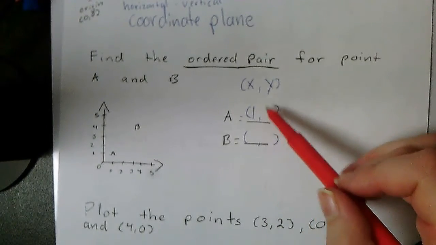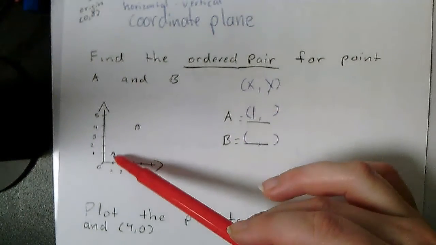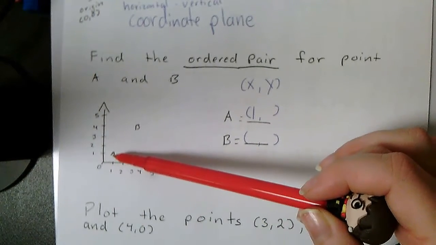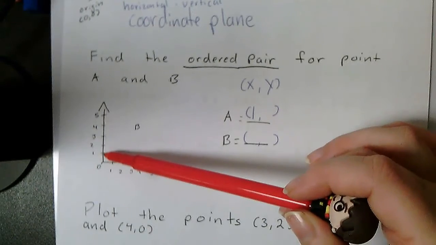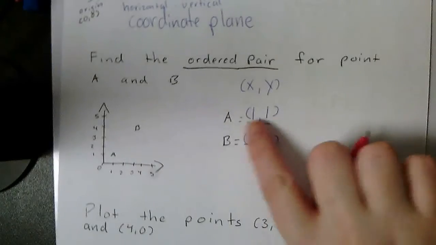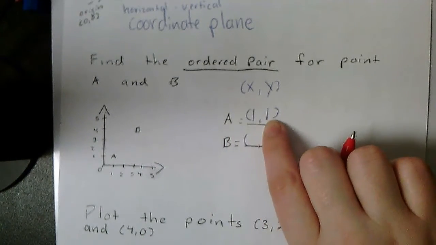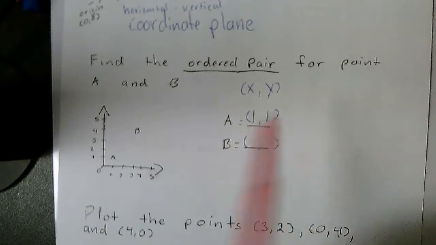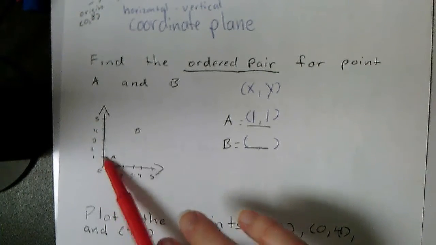Next, I need to find the y coordinate for point A as well, and I do this by seeing how far up point A has moved. Looking at point A, I look at how far up it's moved by looking at the side and seeing what it is lined up with. I see that it's lined up with the number 1 over here. So that tells me that my point on the coordinate plane has only moved up 1 space. I have now finished writing the ordered pair for point A, and it is (1, 1), because it has moved to the right 1, and it's moved up 1. So right 1, up 1.